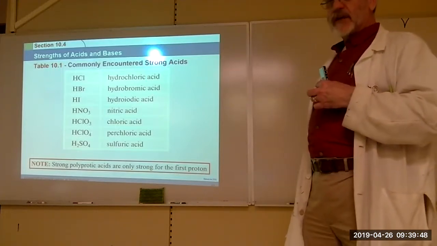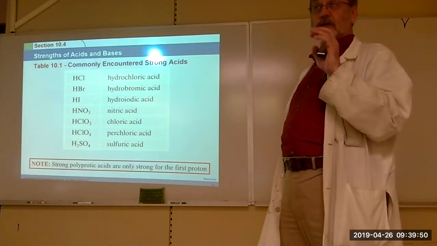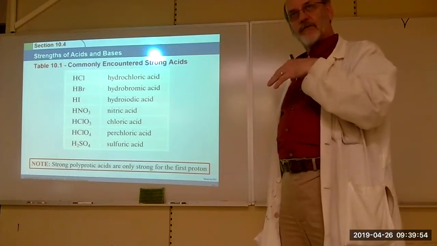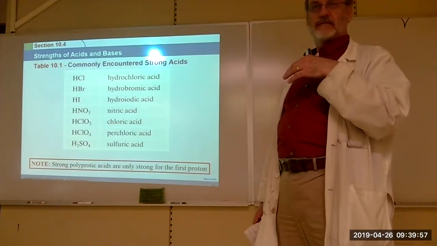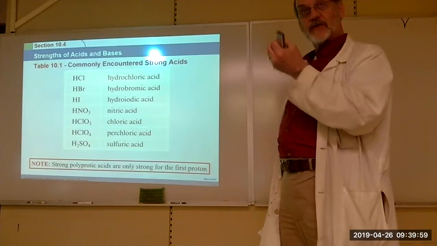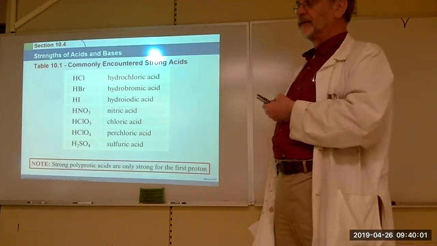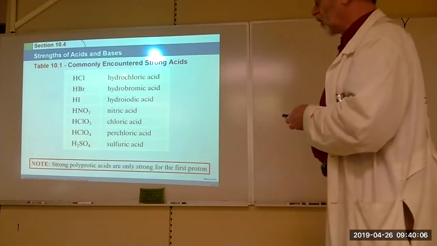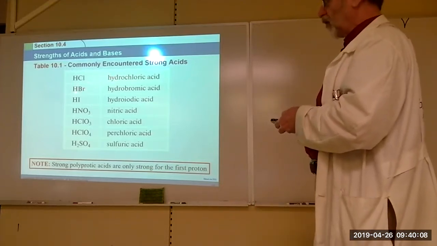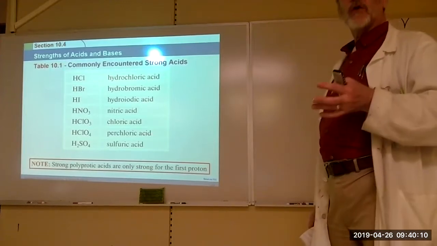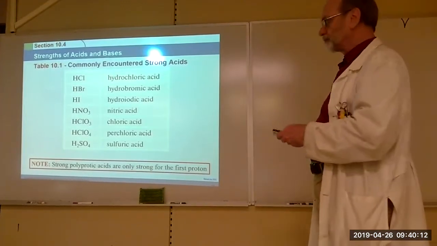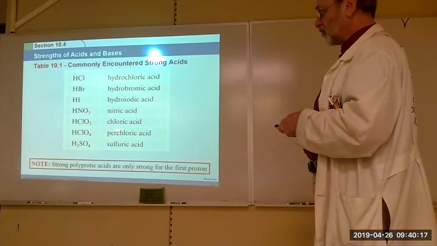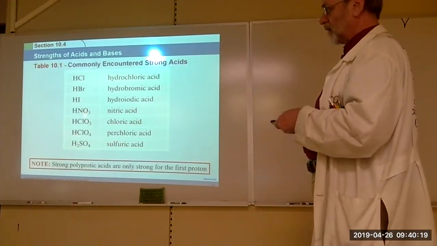And it dissociates, actually ionizes, to hydrogen and fluoride very weakly because it strongly attracts that hydrogen and its electron. So that's why HF is a weak acid, whereas hydrochloric acid, hydrobromic, hydriodic, those are all strong acids, 100% dissociation. Nitric acid is another example. Chloric acid, perchloric acid, sulfuric.